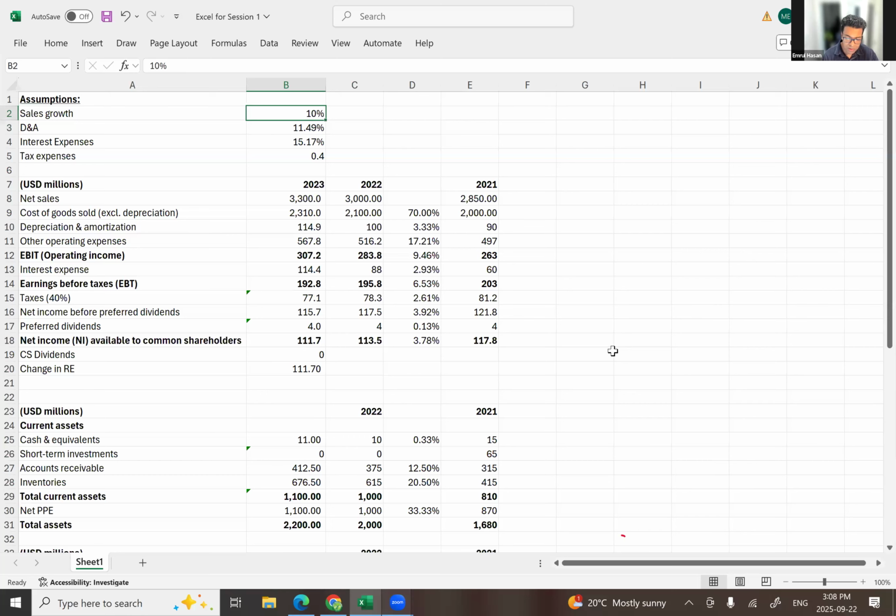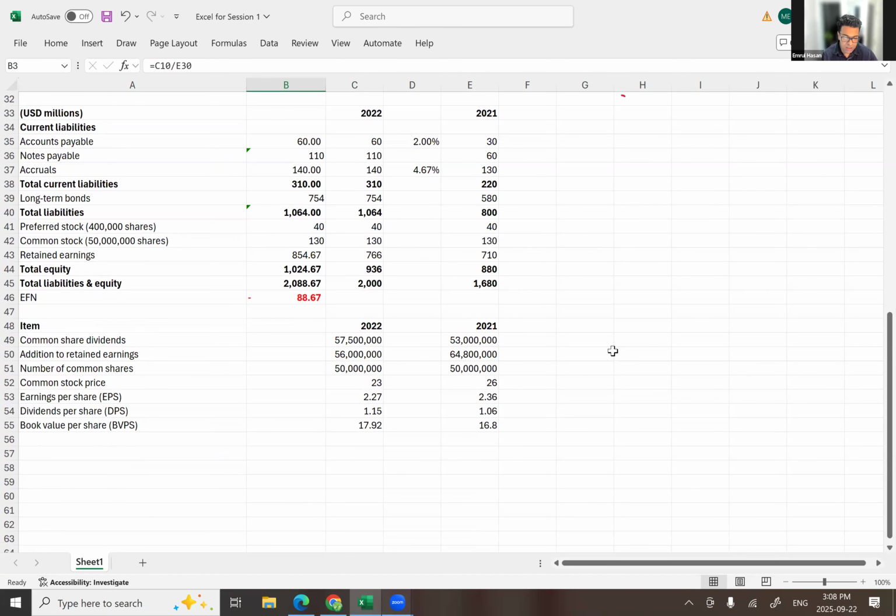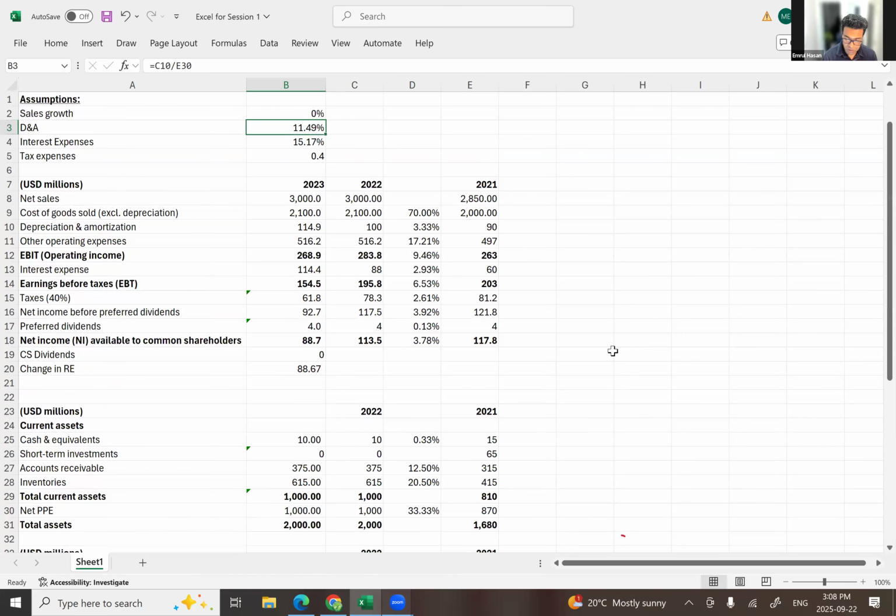What if they say, I don't want to grow, I'll just sustain what we have because of a different interest situation. Now you have negative, you have 88 million of money internally generated, and you can make an argument: boss, I think we can pay a dividend. We can pay a 57.5 million dividend now if we do not grow. I think that's why they have been paying some sort of dividend before.